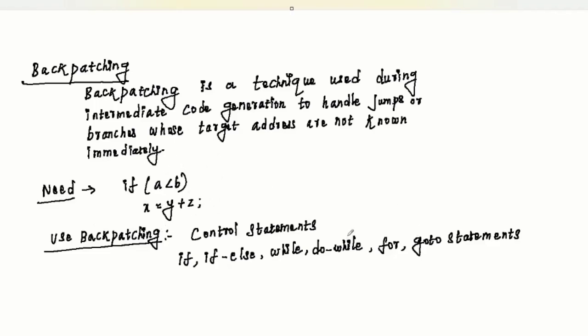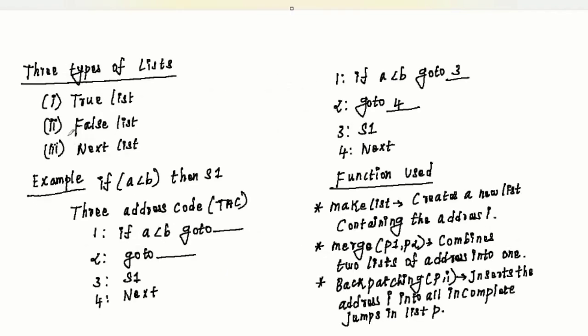Backpatching is mainly used during translation of control statements like if else, while and do while, for loop and goto statements. In backpatching, the compiler maintains three types of list while generating intermediate code: true list, false list, next list. True list means addresses that should jump to the code executed when the condition is true. False list means addresses that should jump to the code executed when the condition is false. Next list means addresses that should jump to the code executed after the statement finishes.